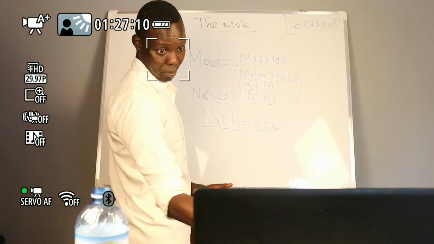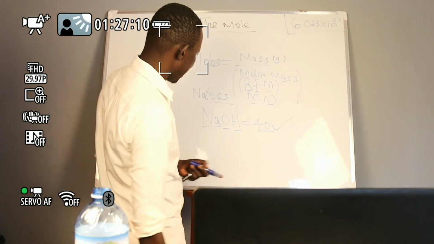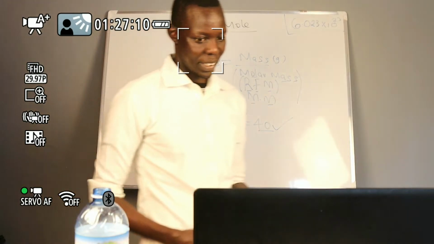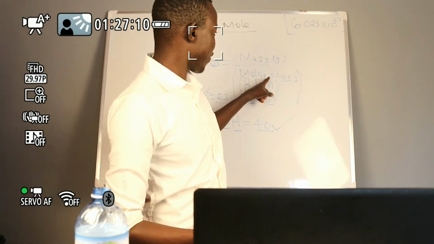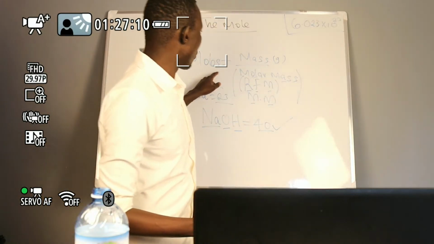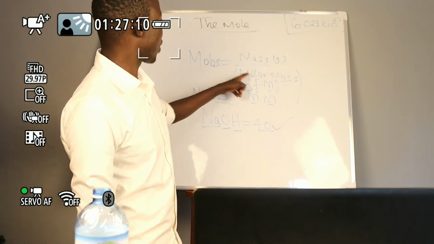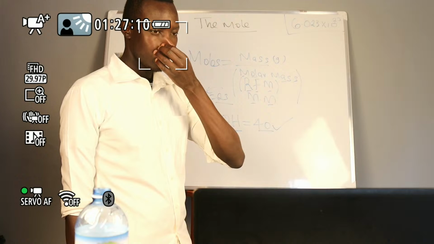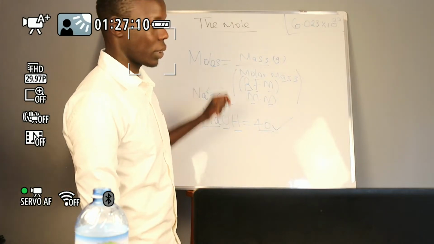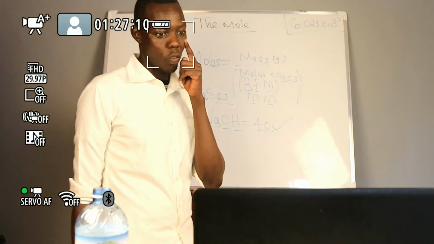Are you together? Some people are calling me, they don't know that I'm very busy teaching students. We have grasped the concept of RFM, MM and molar mass. So if you want to calculate the moles, use the two, molar mass and mass. And if you're told to calculate the molar mass or RFM of a given compound, it will be mass over moles. And if you have to get the mass, it is RFM times the number of moles.